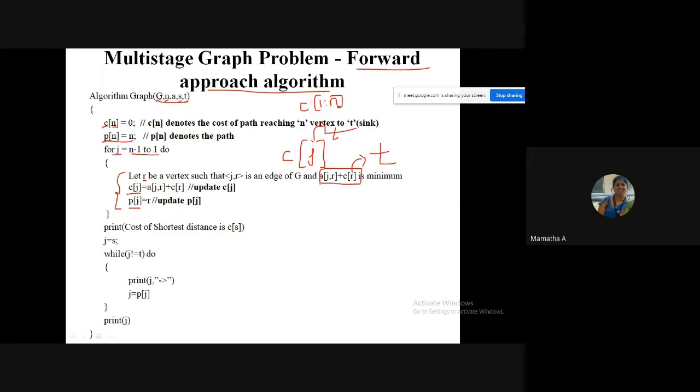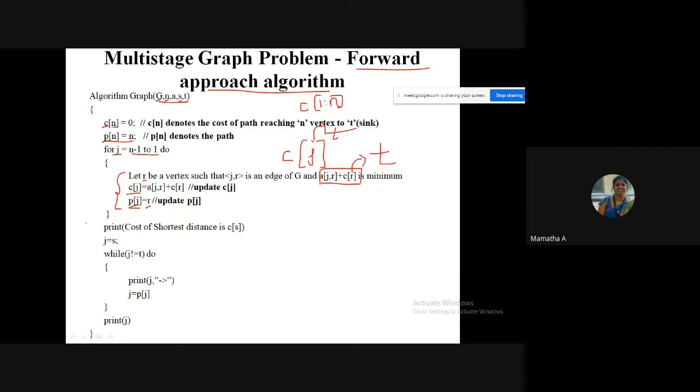So how do you update C of J? C of J will now be A of J R plus C of R, whichever gave you the minimum path. Which R gave you the minimum path for reaching J to the sink node? Update it. Similarly, P of J to be updated with R. P of J indicates what? Path. That means I could reach from J to the sink node via R. That's what I mean to say.